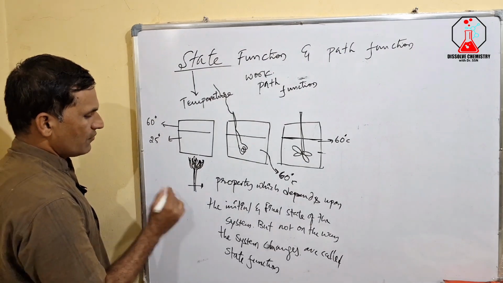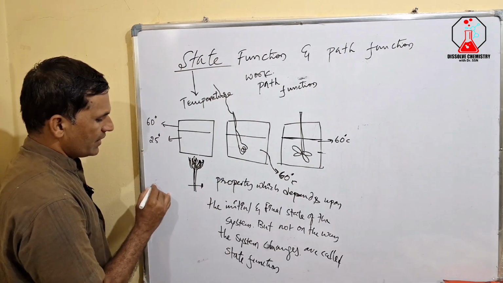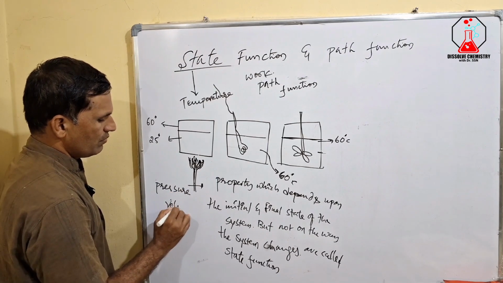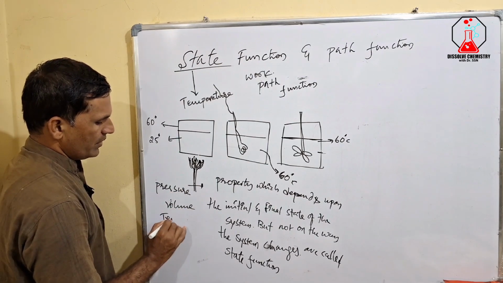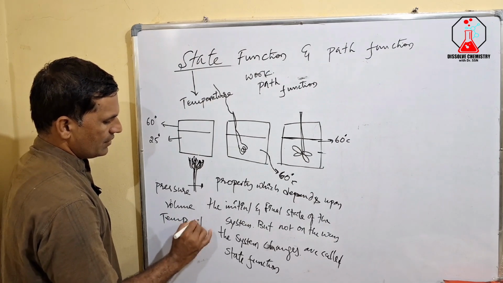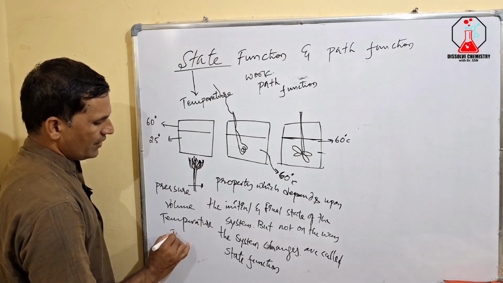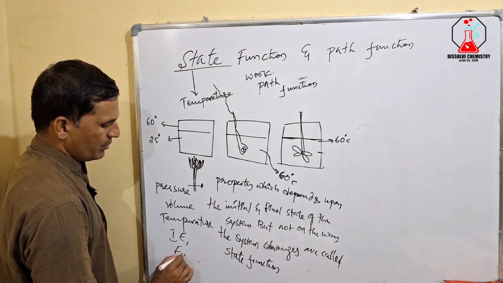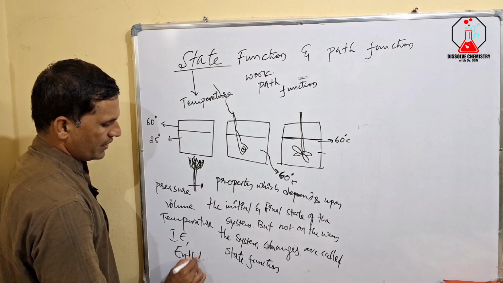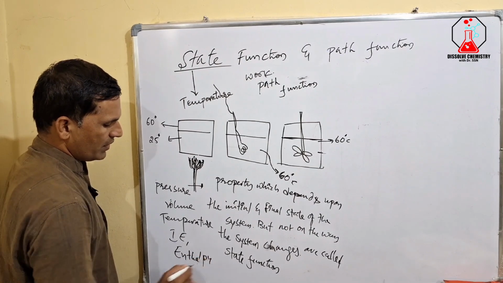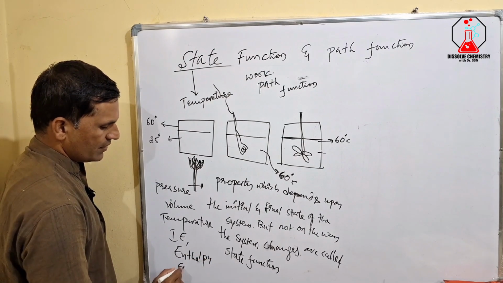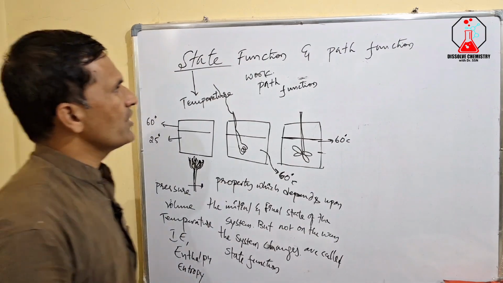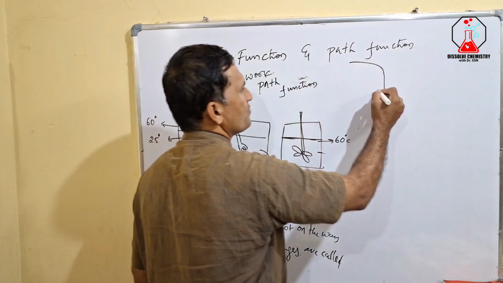So state functions, for example, are pressure, volume, temperature, internal energy, enthalpy and entropy. All these properties are called state functions. Similarly, we define what is a path function.